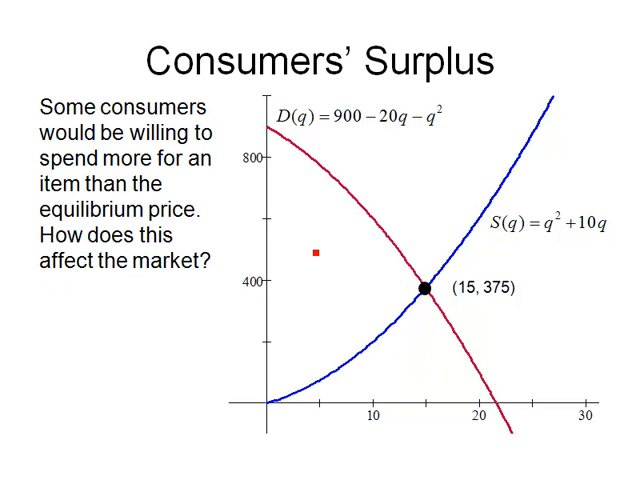The key thing to notice here is that our demand curve is much higher than that 15,375. Some consumers would be willing to spend more than the equilibrium price for that item. Some consumers might be willing to spend as much as $800. How does this affect the market?